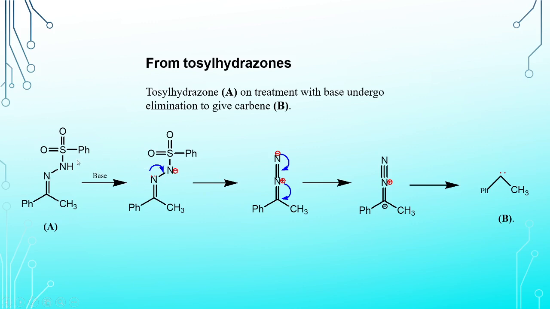After the abstraction of this proton, the lone pair over nitrogen is restored over this, and this bond opens over this sulfur atom, and there is a formation of a positive charge on this nitrogen atom. After the removal of N2 gas, there is a formation of carbenes. So from the tosyl hydrazone we can prepare the carbenes.